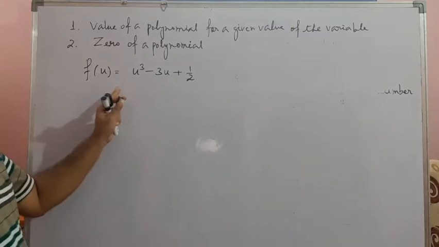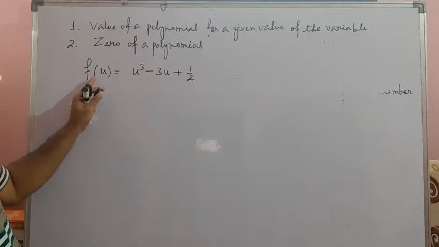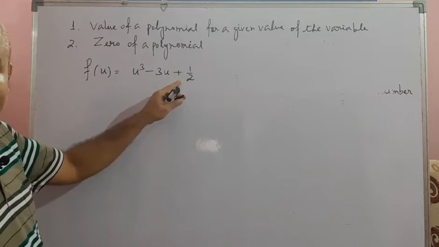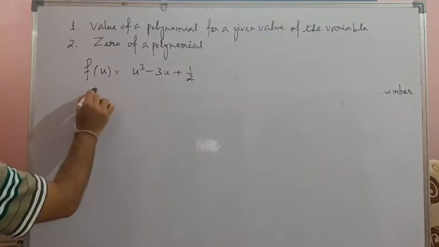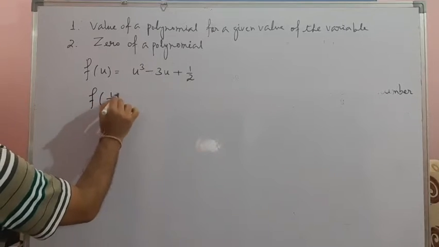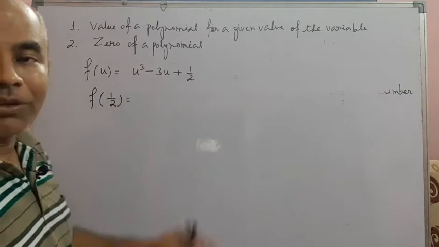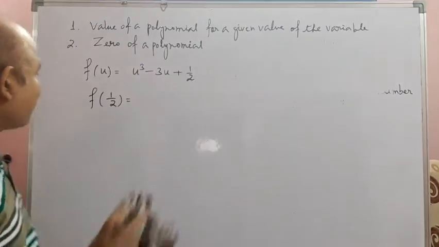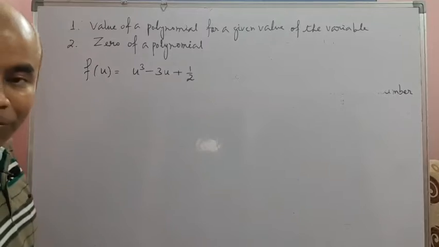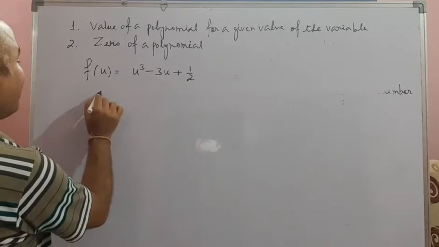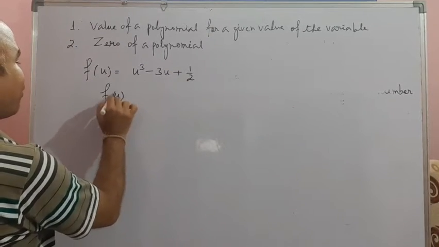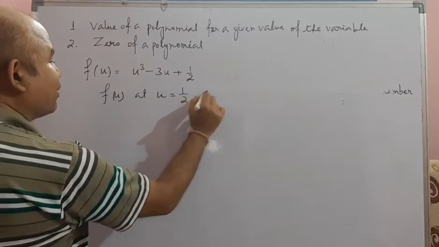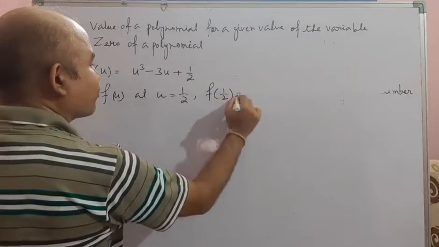Come to our second example. Suppose our polynomial is f(u), which is equal to u cube minus 3u plus half. Here the variable is u. You may be asked to find, suppose say, f of half. That means you are to find f(u) when u is equal to 1 by 2. If I write it like that, in your question it will be given like this: find f(u) at, or when, u is equal to 1 by 2, that is f of 1 by 2.